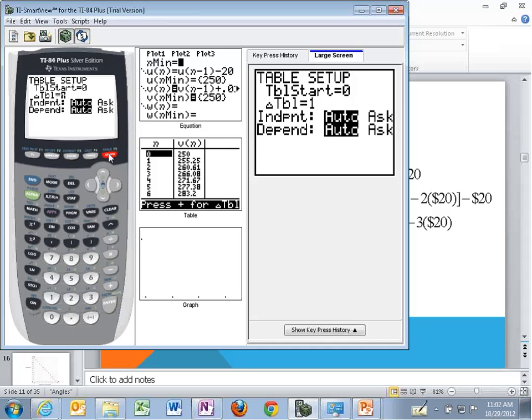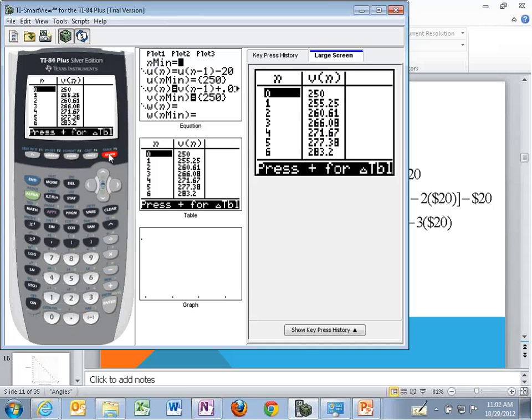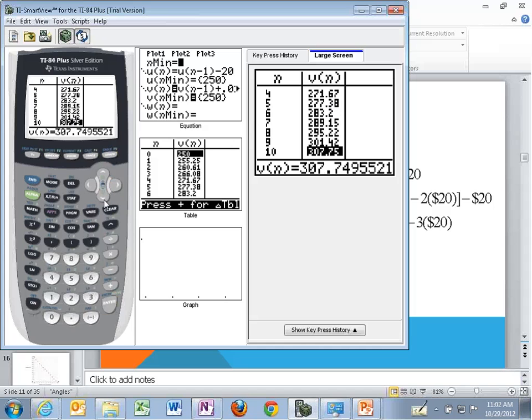Now I hit second graph. And there's my balance on the account. I can scroll down if I want to. Again, I've just looked at numerical representations for this particular problem. After 12 months, it looks like Selena is going to owe $320.81 on her credit card bill. She doesn't make any payments.